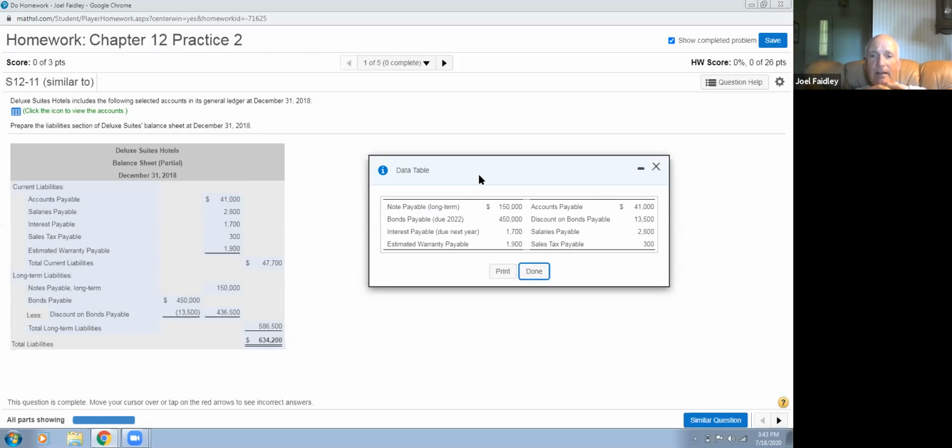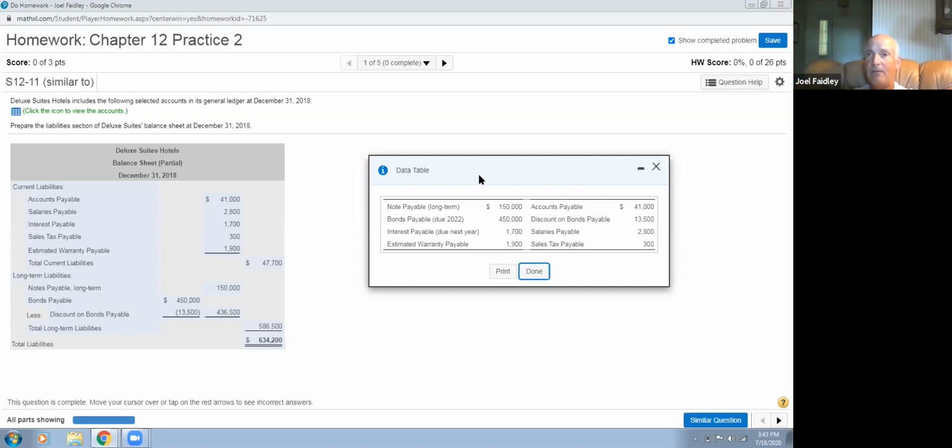But anyway, here they just want you to plug in your current liabilities, which, again, you can read there: accounts payable, salaries payable. Current liabilities are anything you're going to pay within the next 12 months, or operating cycle, which is 12 months. Long-term liabilities, anything you're going to pay beyond 12 months.